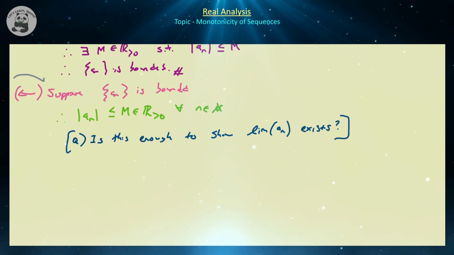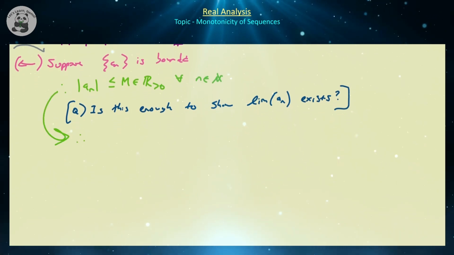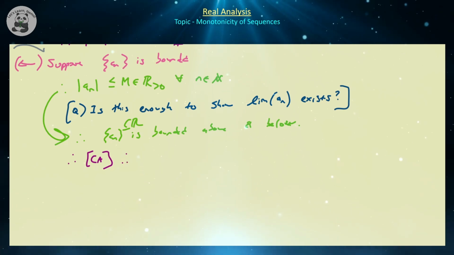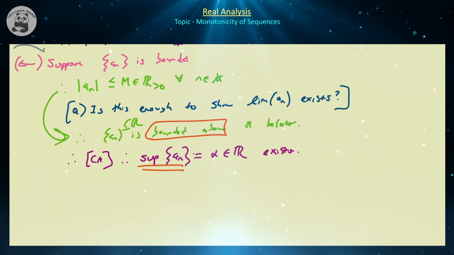Okay? So if the absolute value of an is less than or equal to m for some positive real number, that means that an is bounded above, and it's also bounded below. So if it is a bounded subset of the reals, then what do we know exists? By the completeness axiom of the set of real numbers, the supremum of this sequence, let's call this supremum alpha, also belongs to the set of real numbers. That much we do know. We're just using the bounded above property to imply that the supremum exists. Equivalently, since it's also bounded below, the infimum exists.